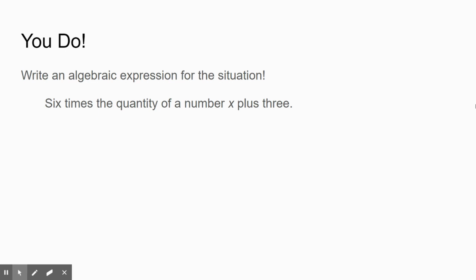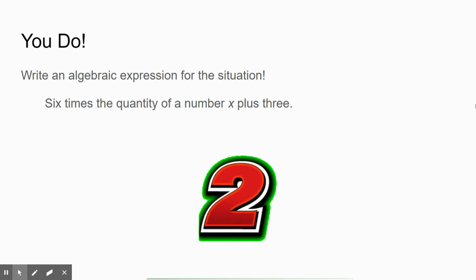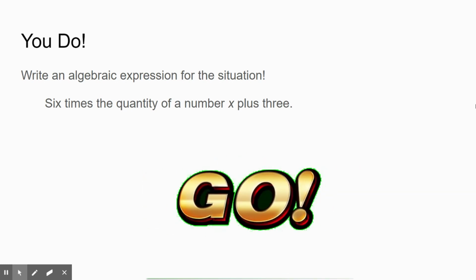Now it's time for a you-do. In this one, you have 6 times the quantity of a number, x plus 3. Think about what is the quantity, what are the other numbers that you need to think about, what are the variables, what are the specific words that we just looked at that'll help you write an algebraic expression for this. Ready? Go!